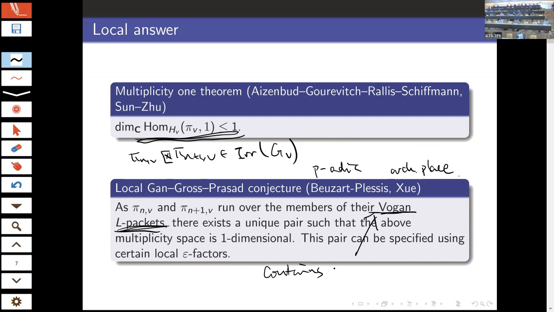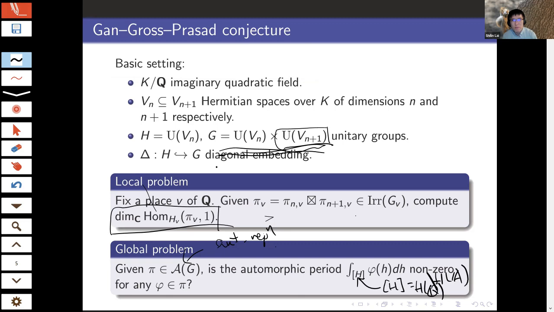Can I raise a question? Yes. Are you talking about the group GLN or is it a general group now? G is always going to be a product of unitary groups.